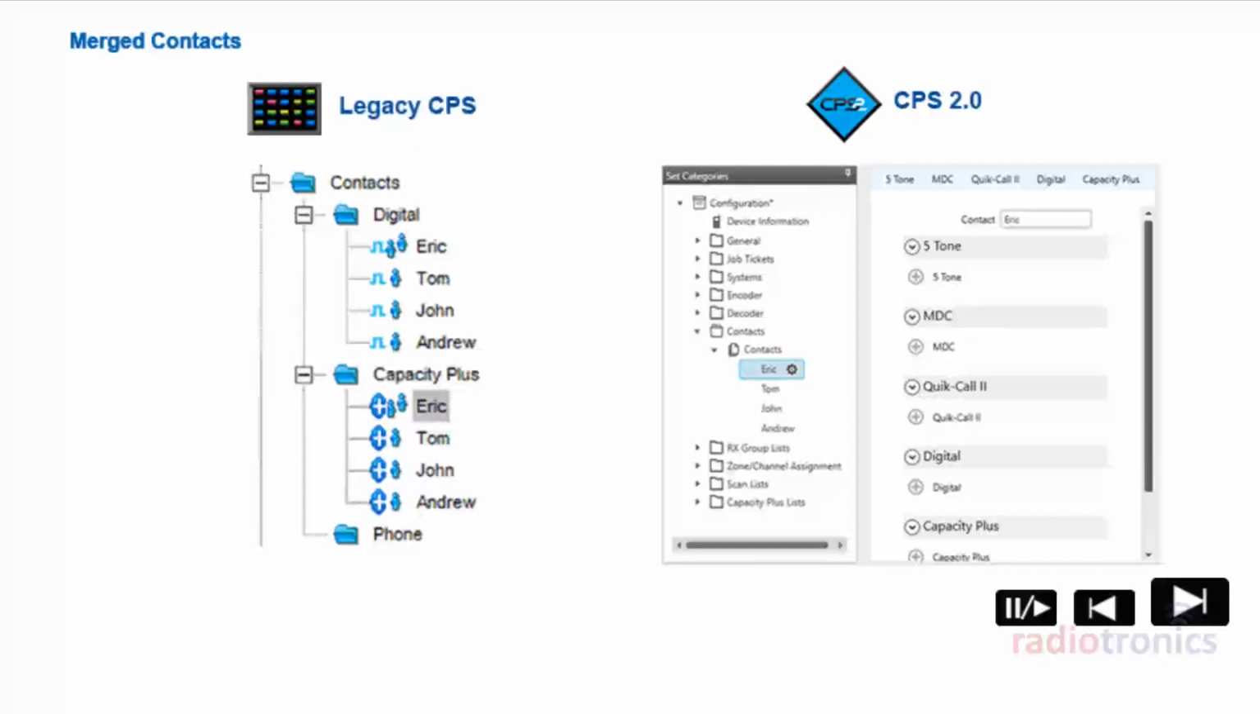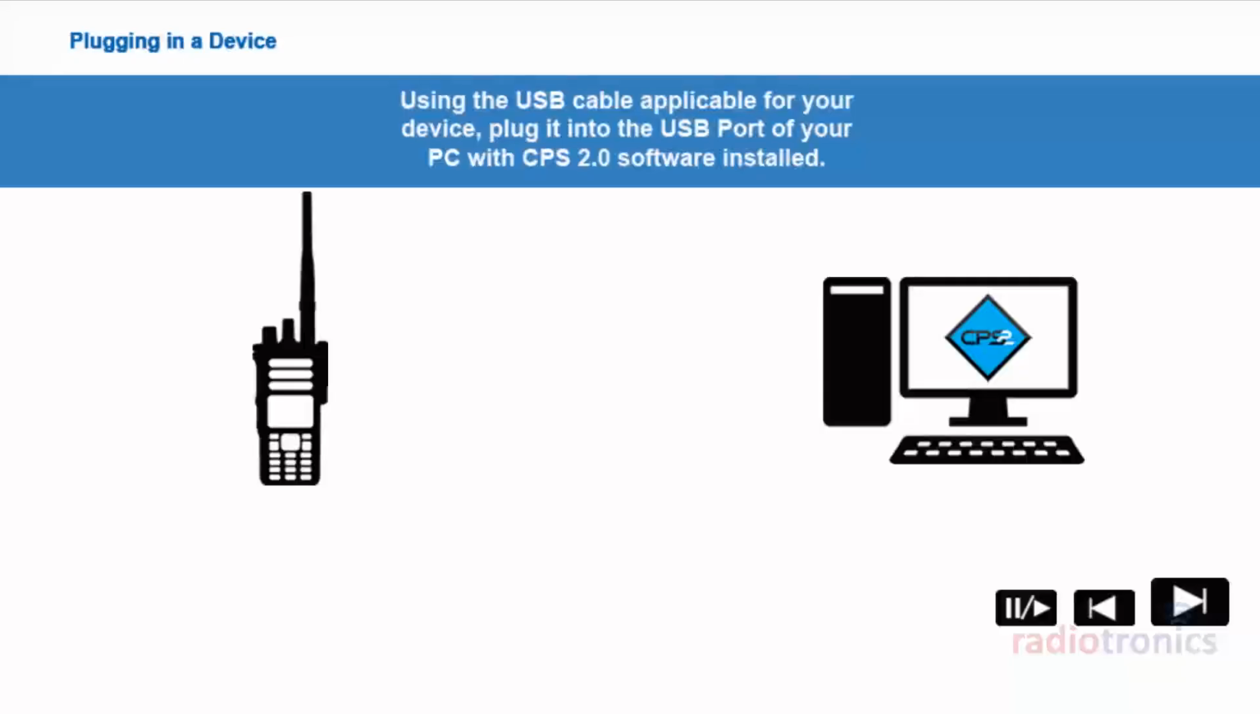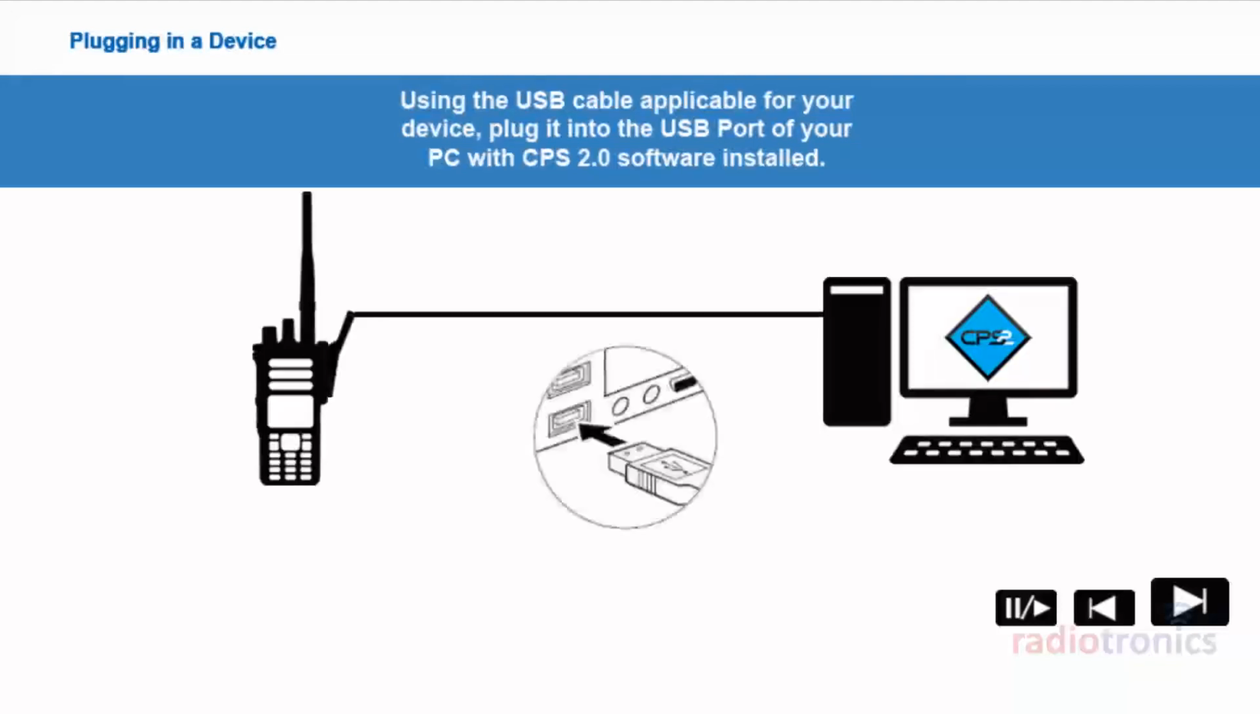In Module 4, we will go through the key workflows with MOTOTRBO CPS 2.0. Using the USB cable applicable for your device, plug it into the USB port of your PC with CPS 2.0 software installed.